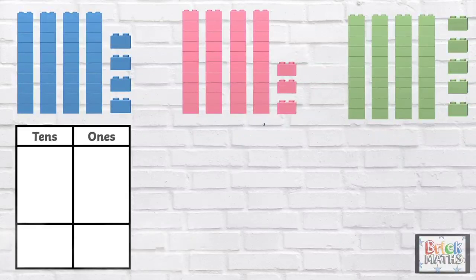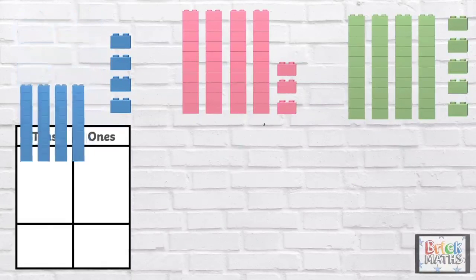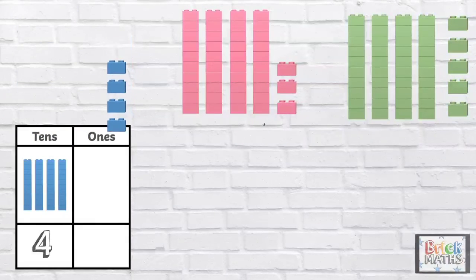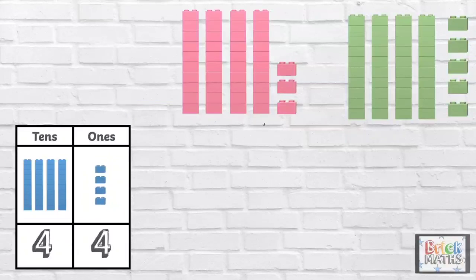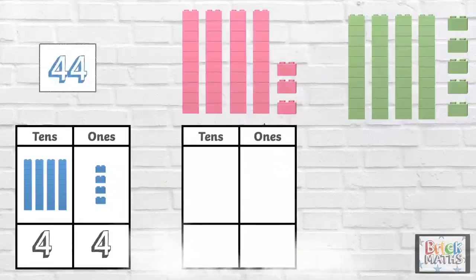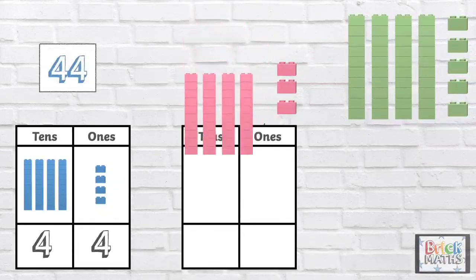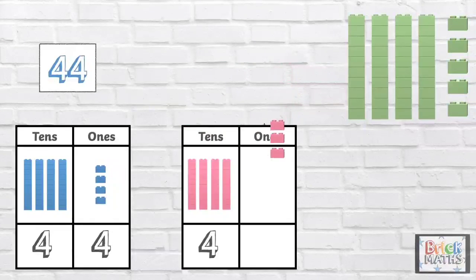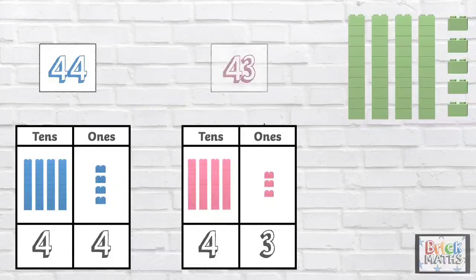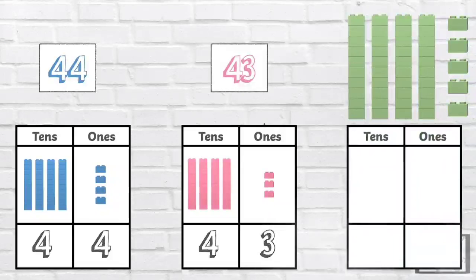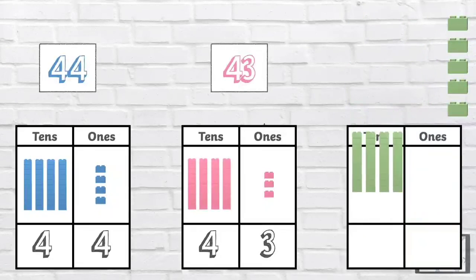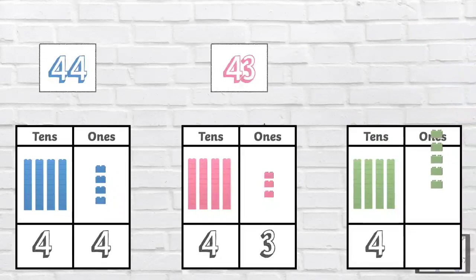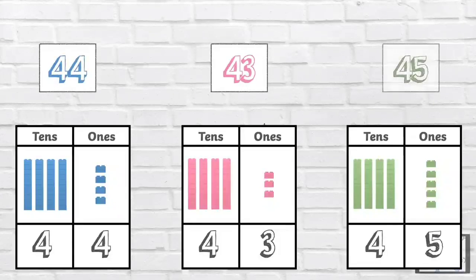Let's start with the blue bricks. There are 4 tens and there are 4 ones. So there are 44 blue bricks. Now let's count the pink bricks. There are 4 tens and there are 3 ones. So there are 43 pink bricks. Now let's count the green bricks. There are 4 tens and there are 5 ones. So there are 45 green bricks.